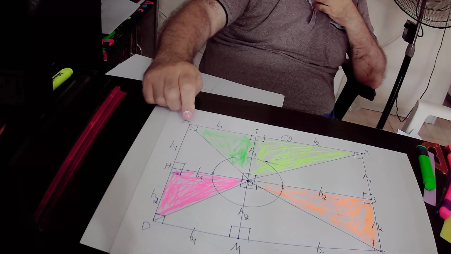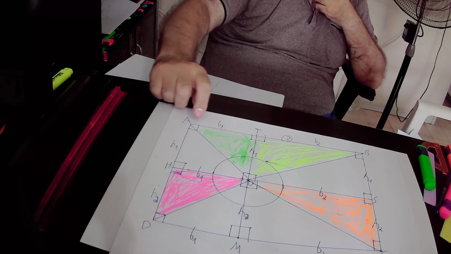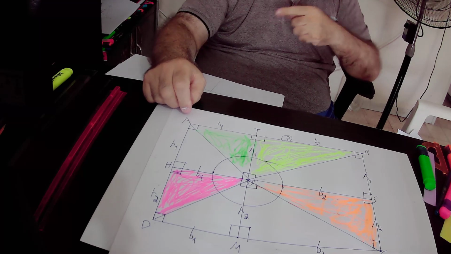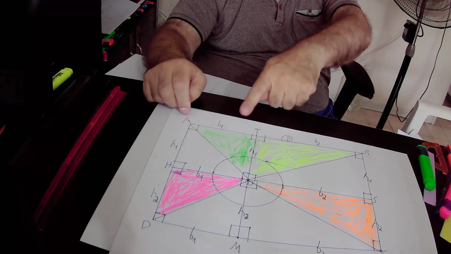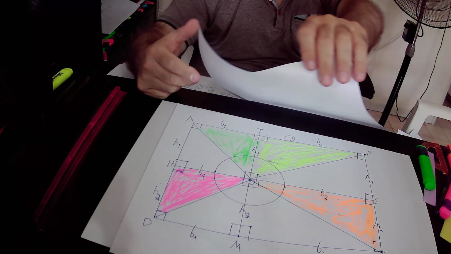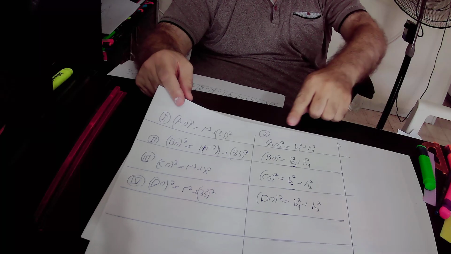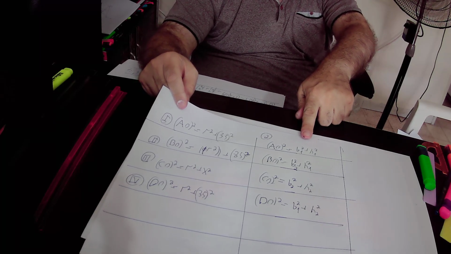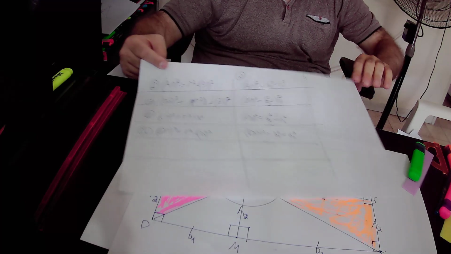Then we joined points A and O together by a straight line. We focused on the green triangle, triangle ATO. In the right green triangle, according to the Pythagoras theorem, AO square equals B1 square plus H1 square.